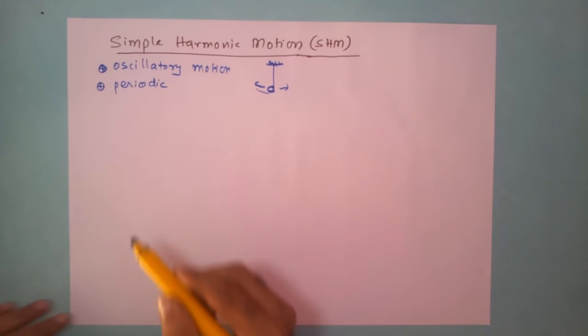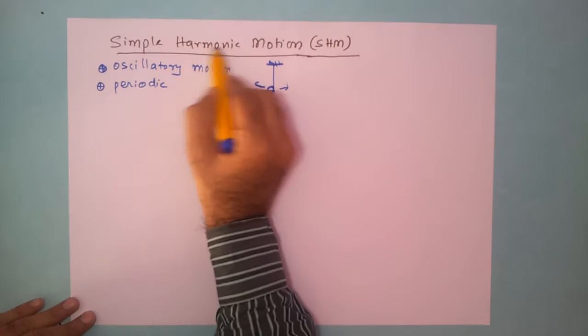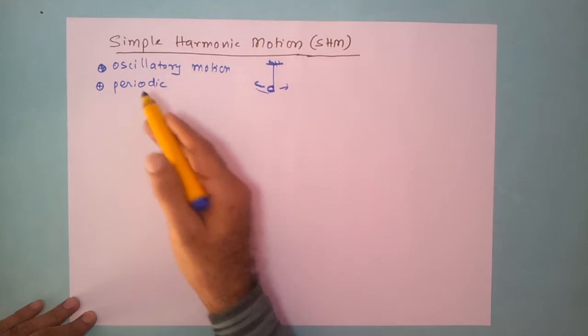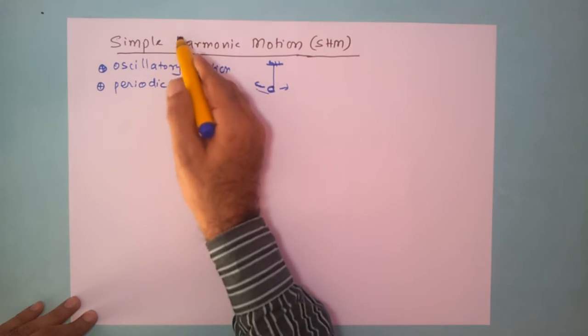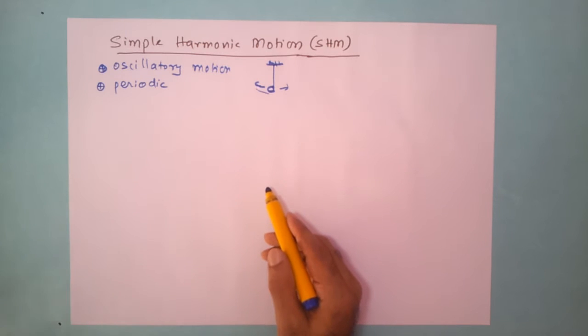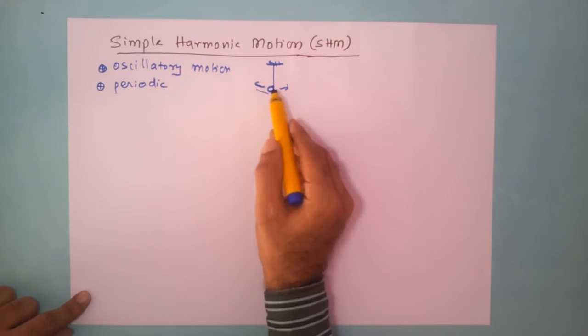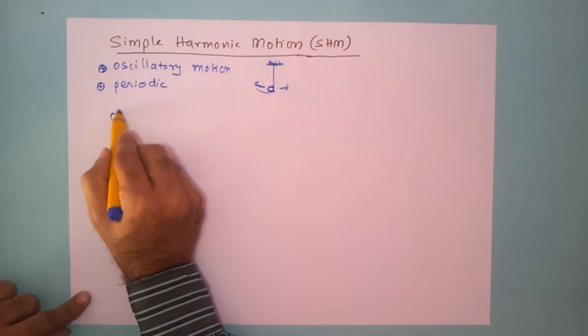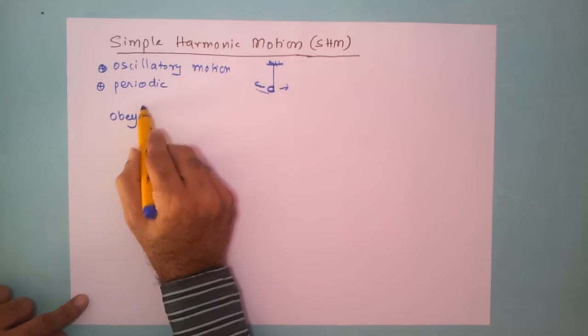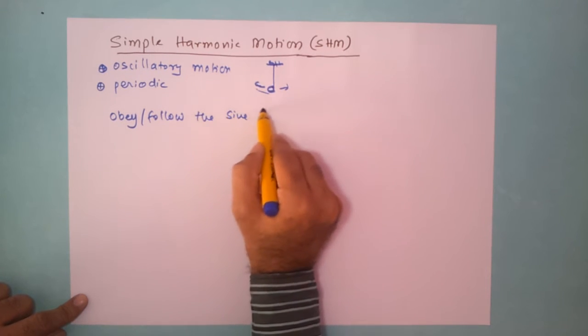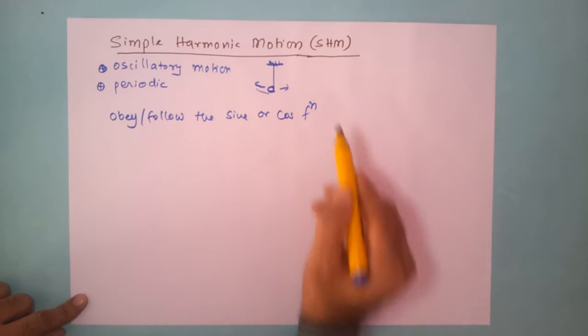Let us try to understand what we mean by the term harmonic. Sometimes simple harmonic motion, SHM, is also called simple harmonic oscillation. So now let us focus our attention on trying to understand what harmonic motion is. Basically, harmonic motion means that this particular motion obeys or follows the sine or cos function.